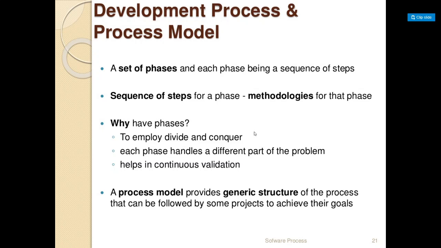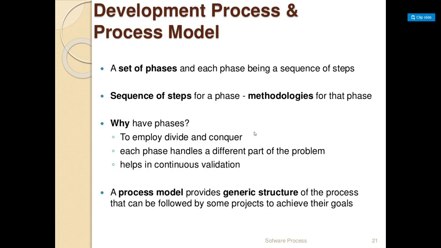It is to employ divide and conquer. That is, you are not actually trying to solve a problem in one go. You're trying to divide the problem into sub-problems and trying to solve it. Next, each phase handles a different part of the problem. When we divide in such a way that one part handles one kind of problem, that is solved. So it helps in continuous validation. That is, you don't have to validate at the end of the project, but as soon as you finish each part of it, you go on validating.